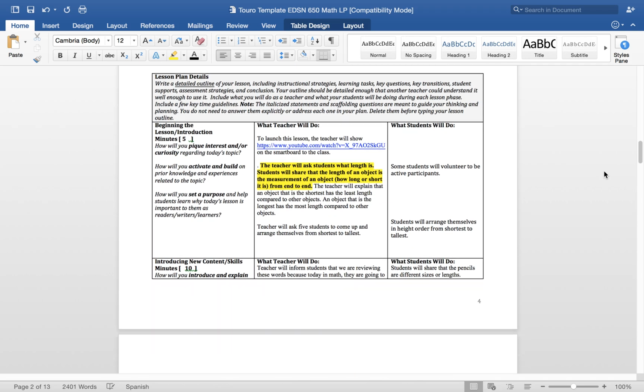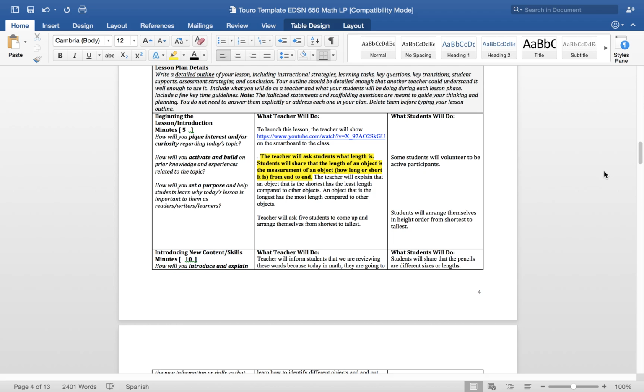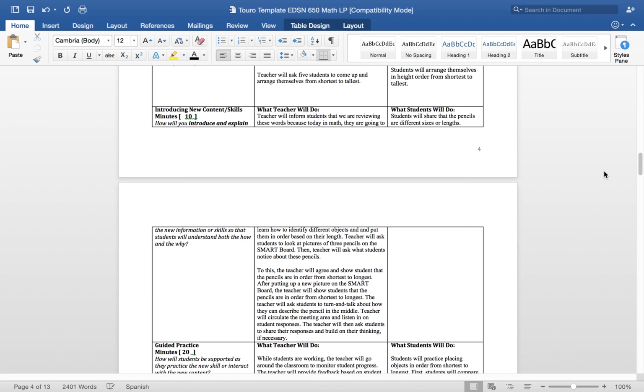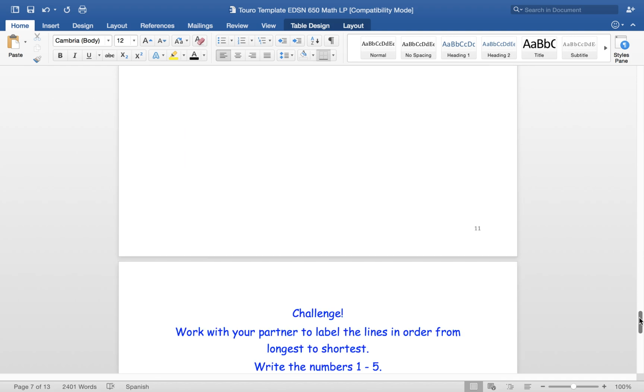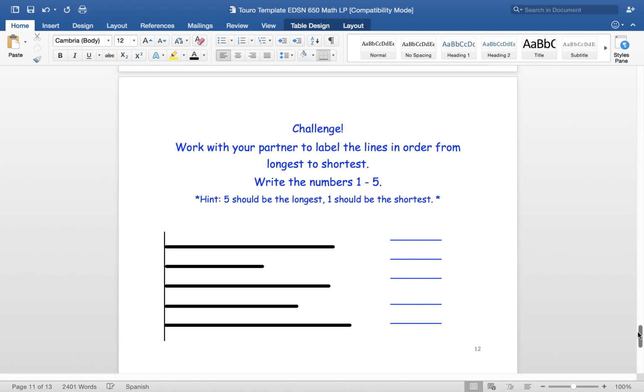Moving on, I would like to go into the second revision that I made, which is the extension sheet attached below. So I'm going to scroll to that now so you can take a look at it. This extension sheet really is for students to work both ways as a challenge, to be able to order things from shortest to longest and vice versa, from longest to shortest. This really explains if they have a strong conceptual understanding of the lesson, but also gives something for students to do if they finish early or if they need enrichment.